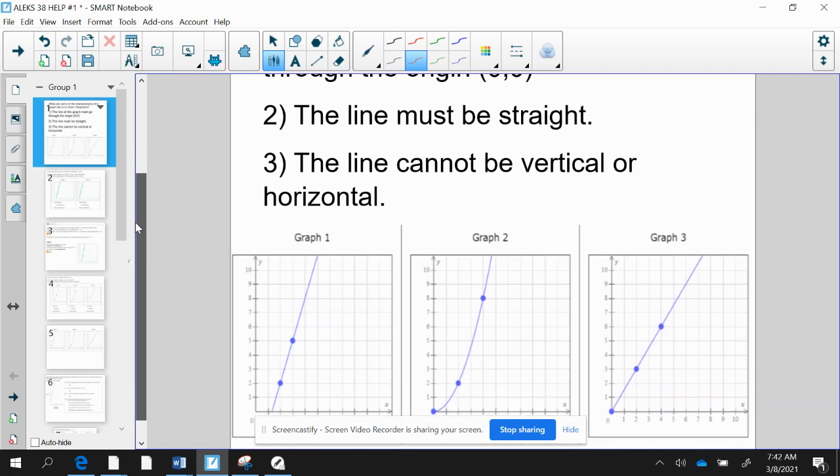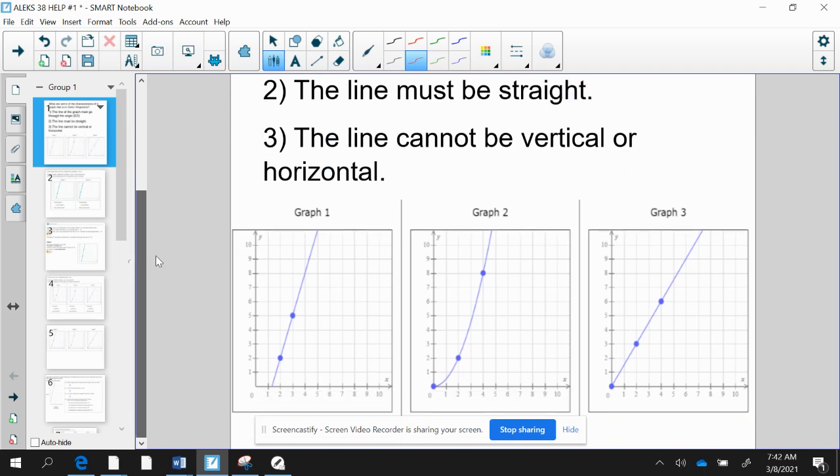Each time it goes up, it's going to go up by the same amount, and it's going to start at zero. Number two, the line must be straight. It's going up or down by the same amount every single time, so it's got to be straight. And last but not least, and we'll talk more about this in class, the line cannot be vertical or horizontal.